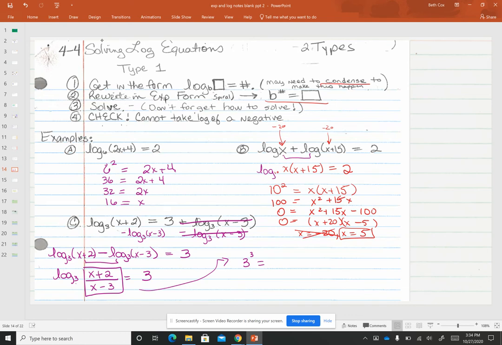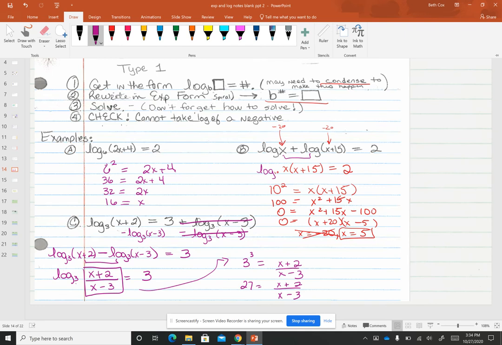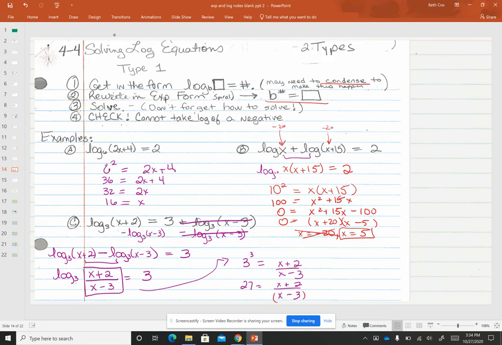Now my box is a fraction. And that's going to give me 27 is equal to x plus 2 over x minus 3. Okay, and now I'm going to have to solve this. And a lot of people forget how to solve these. I'm going to multiply both sides by the x minus 3, or cross multiply. Some people say cross multiply or whatever, but I'm going to multiply the 27 times x minus 3 is equal to x plus 2, and I'm going to get 27x minus 81 is equal to x plus 2.